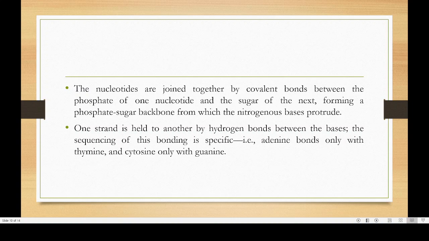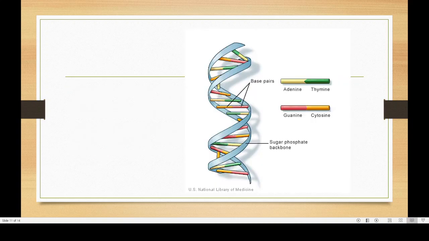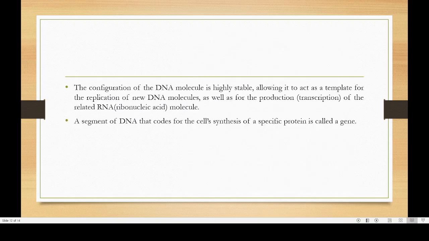Here the nucleotides are joined together by covalent bonds. Covalent bonds means here you can see that these are the adenine and thymine. They are linked by covalent bond. That is a type of bonds present in it.